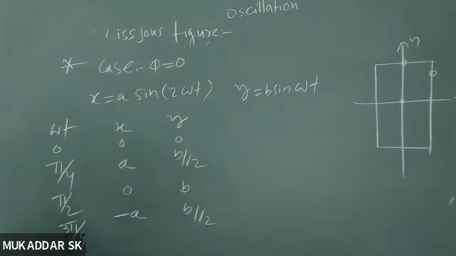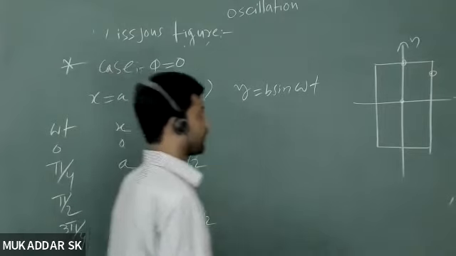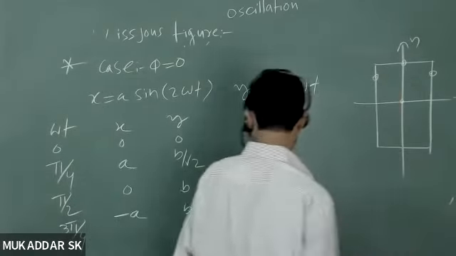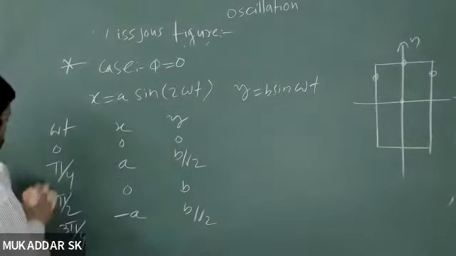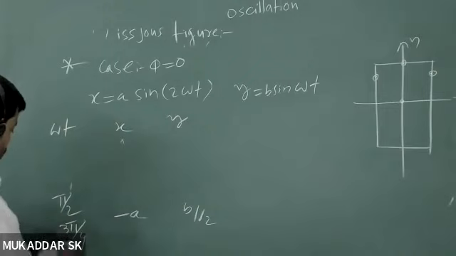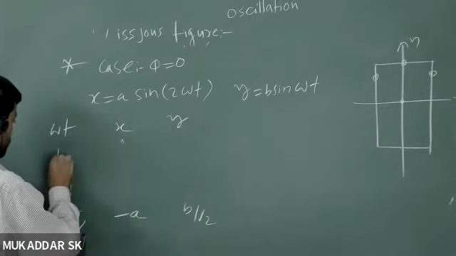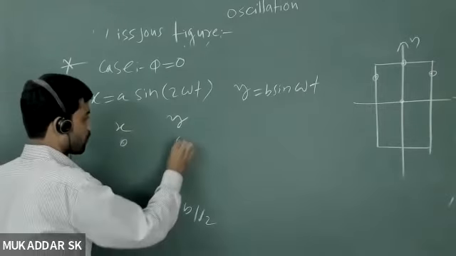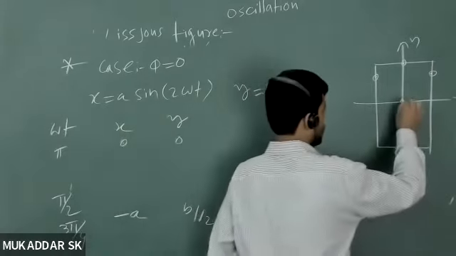Sine 3 pi by 4, 3 pi by 4 is nothing but b by root 2. So you'll get a point somewhere here. Now, if you take more points, suppose you are taking 3 pi by 4, what comes after that? Pi. If you take pi, x will be how much? 0. Y will be 0. So you are getting this point.